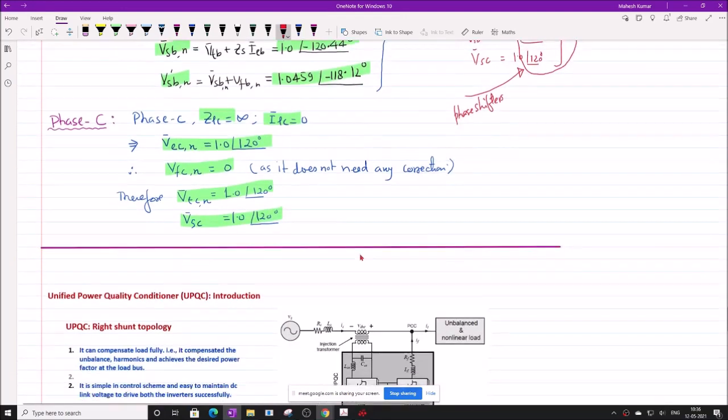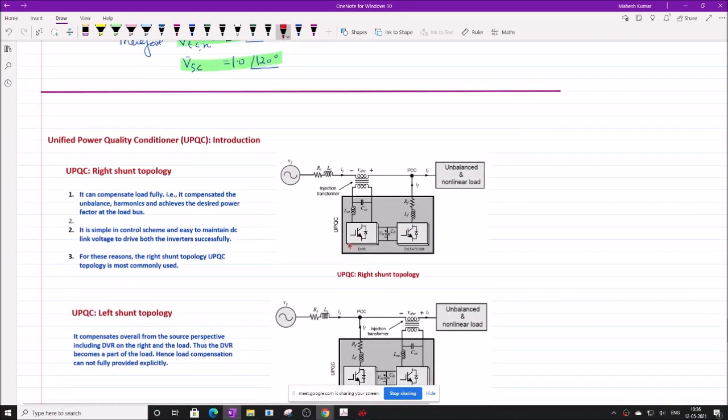I will just describe the next part that you can study yourself in your research, and this is called UPQC. As I said, the UPQC is the combination of the DVR and the STATCOM. So both are connected together through a common DC link, you can see it here. This is the common DC link.